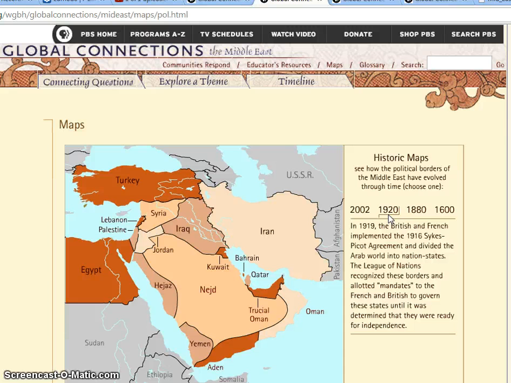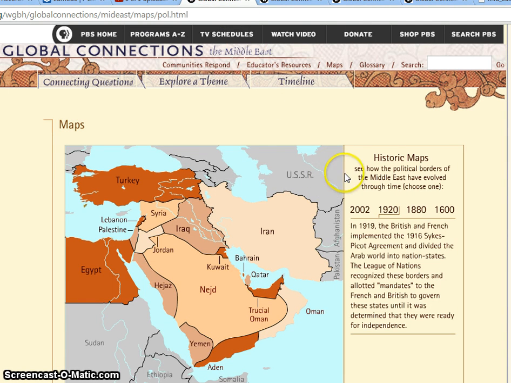And then getting into 1920, we can see how much different the region looks, and this is going to be our primary focus today: the effects of what's called the Sykes-Picot Agreement, which is where the British and the French drew the borders in the Middle East. So we can see 1920, so take a moment to look at that, and then we're going to compare this to 2002, so a more modern look at the map.